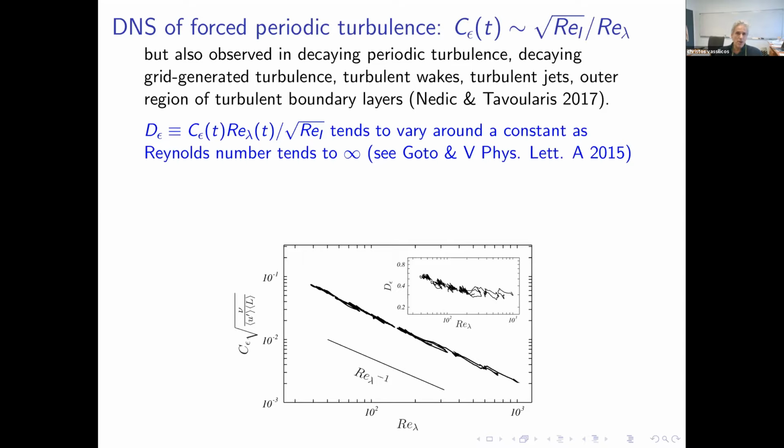non-stationary turbulence. In fact, this particular scaling law has been found not only in DNS of forced periodic turbulence, if we actually follow the fluctuations of it, but even in freely decaying grid turbulence or turbulent wakes, where time is replaced by the streamwise distance from the wake generator, or turbulent jets, even in the outer region of a turbulent boundary layer, Nedić and Tavoularis claimed to have found this scaling law.